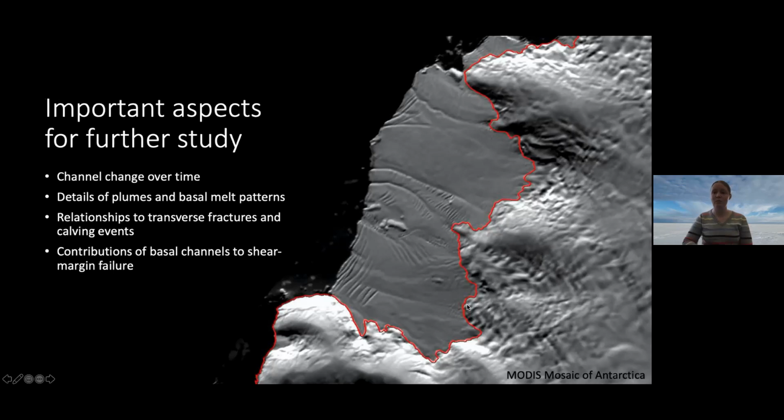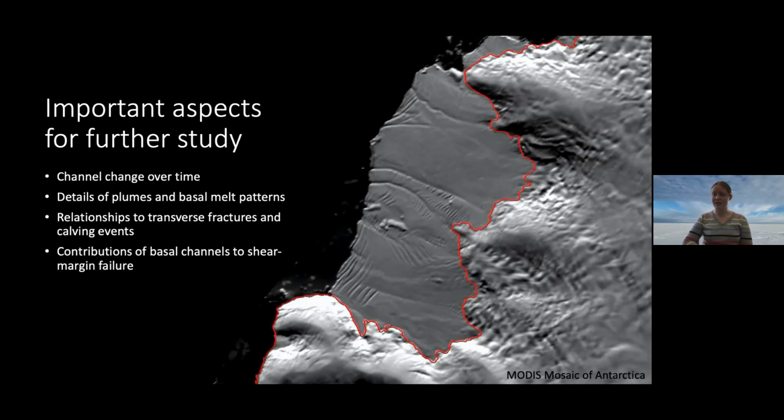Thinking about future study on these features, I think there's a lot more work that could be done on channel change over time. I think that's something that we've just really started to dive into. Lots more details of plumes and basal melt patterns. Certainly, as we get more instruments out, are able to drill through more basal channels, or able to get AUVs underneath the ice shelves, we'll learn a lot about that.